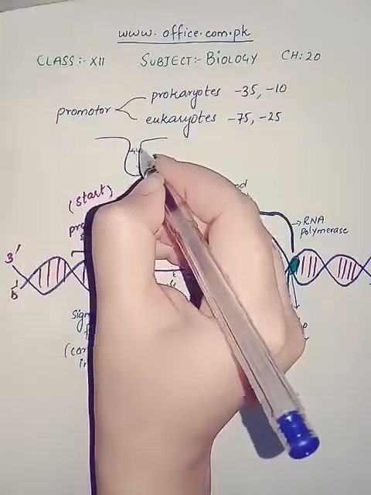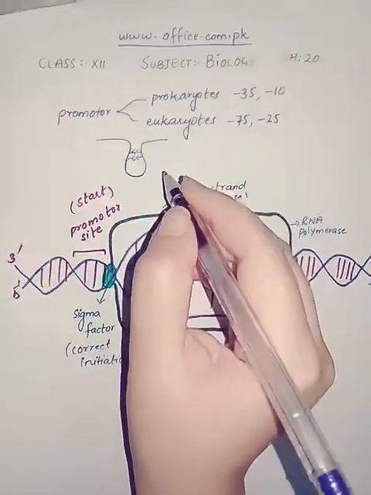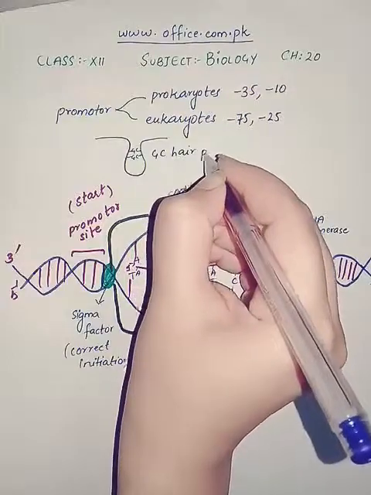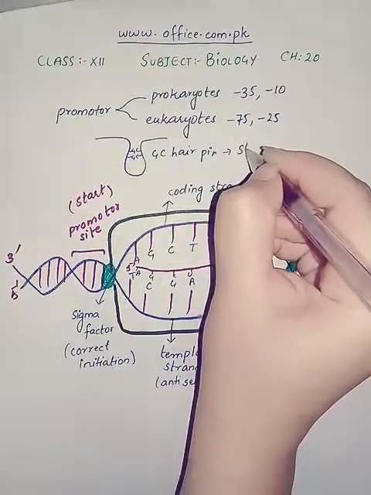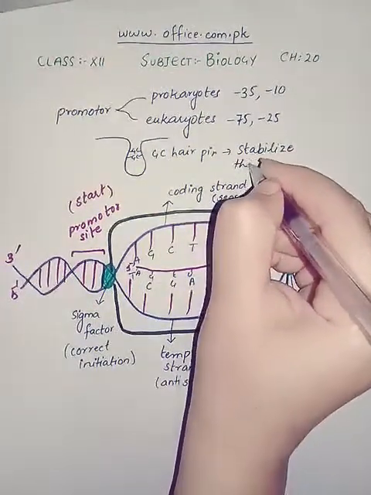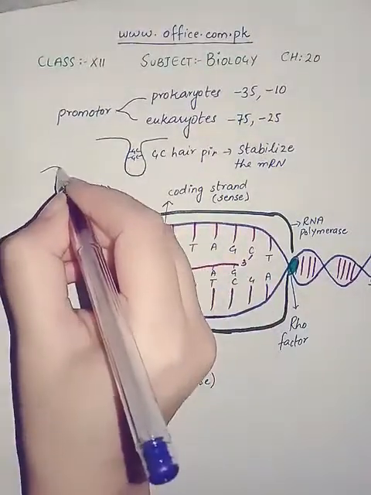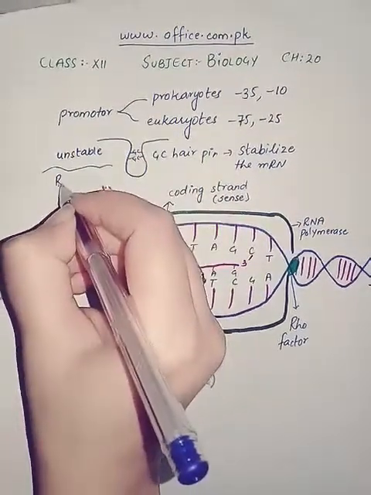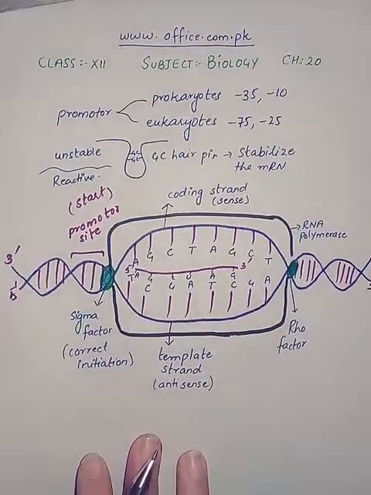will have GC GC sequence, and it will form a GC hairpin. This hairpin formation is necessary because it will stabilize the newly synthesized messenger RNA, because if this strand is just straight, it will be unstable and highly reactive, and ultimately it will react with something in the cytoplasm and it will be destroyed.